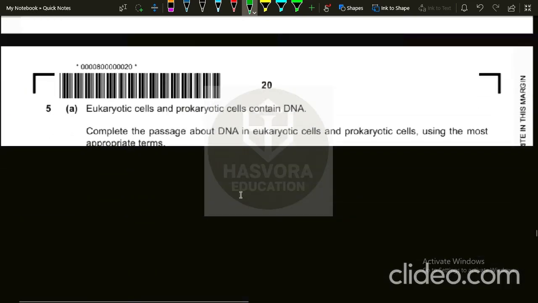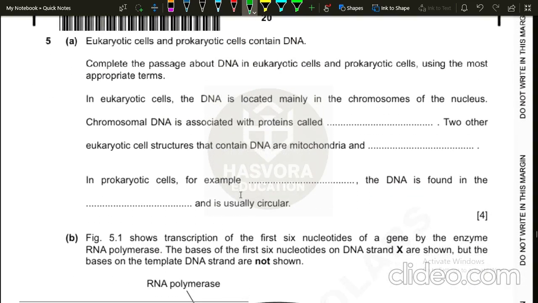Let's move on to question number 5, which says the eukaryotic cells and the prokaryotic cells contain DNA. Complete the passage about the DNA in the eukaryotic cells and the prokaryotic cells using the most appropriate terms. In the eukaryotic cells, the DNA is located mainly in the chromosome of the nucleus. Chromosomal DNA is associated with proteins called histones. You should have studied this.